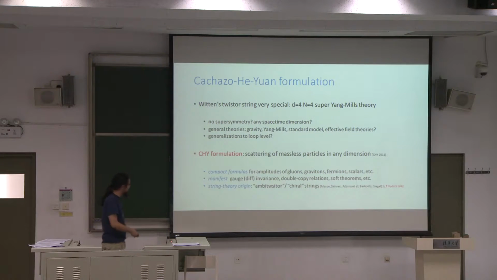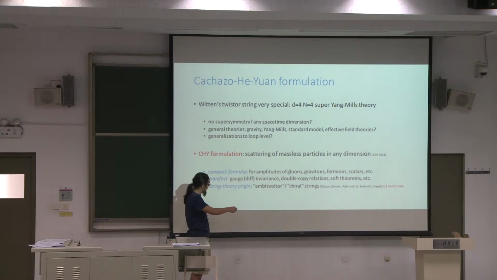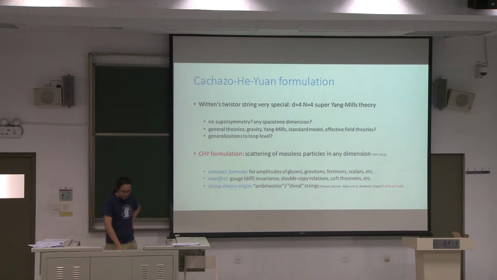Naturally, we seek the origin in string theory. And there are at least two ways of understanding this, through the so-called ambitwistor string or chiral string, based on this series of work. You probably heard more from Yutin's talk. I think there's now a very good understanding of why there is this new formulation of general massless scattering.